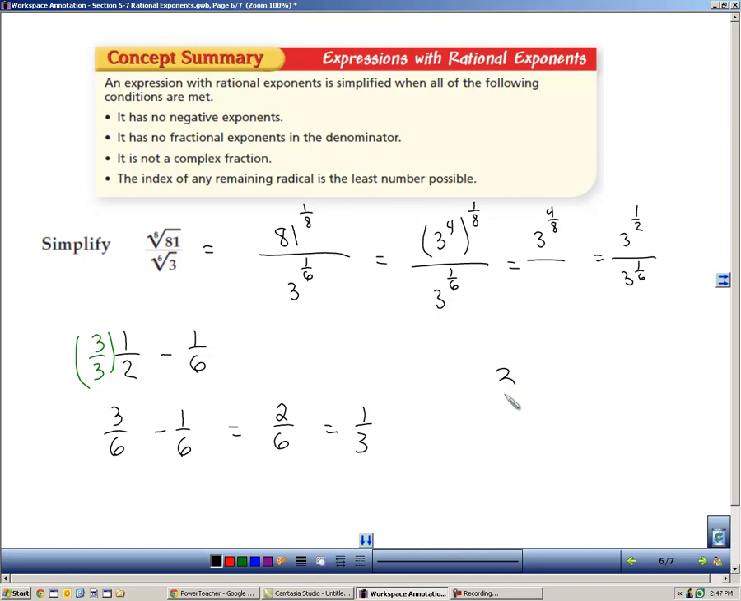So my base is a 3, my exponent is a 1/3, and now I should rewrite that using radicals because I started the problem with radicals. So this is really the cube root of 3.